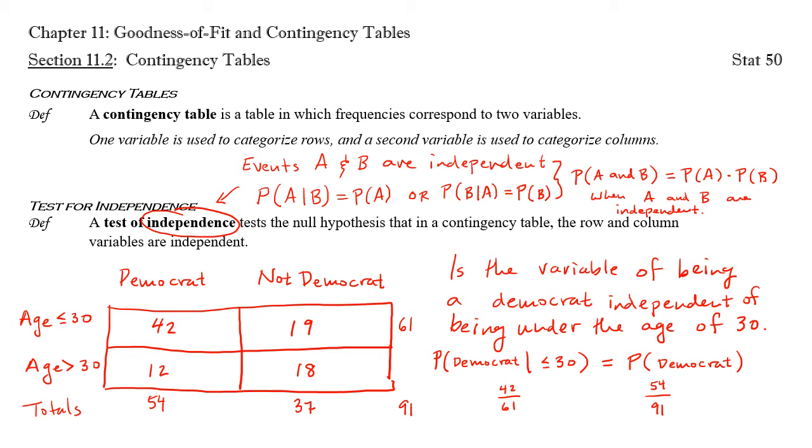So the question is, are these two probabilities equal? Well, looking at them as fractions, maybe it's hard to tell. But if I were to divide them and turn them into decimals here, the probability that somebody is Democrat given that they're under the age of 30 is about 0.688. And the probability that somebody is Democrat, 54 over 91, if I divide those, is about 0.59.